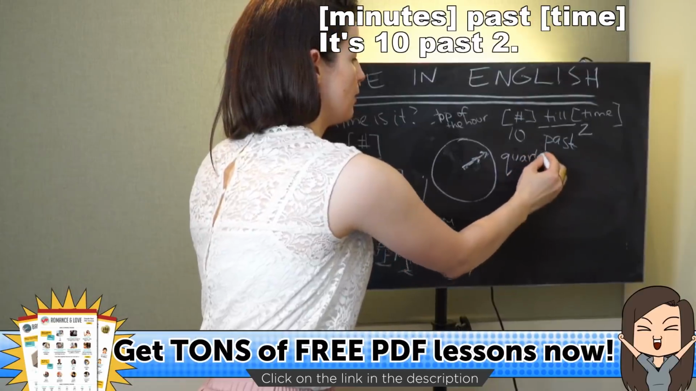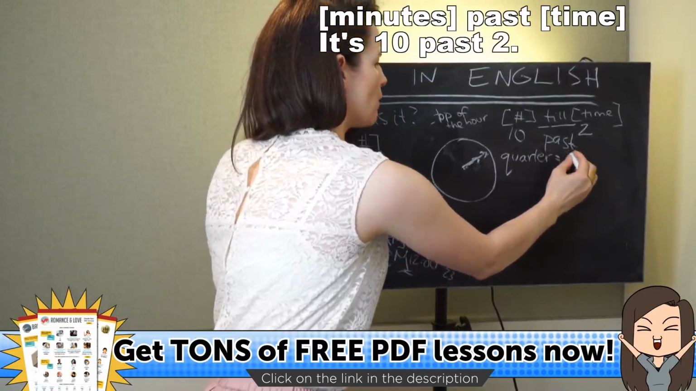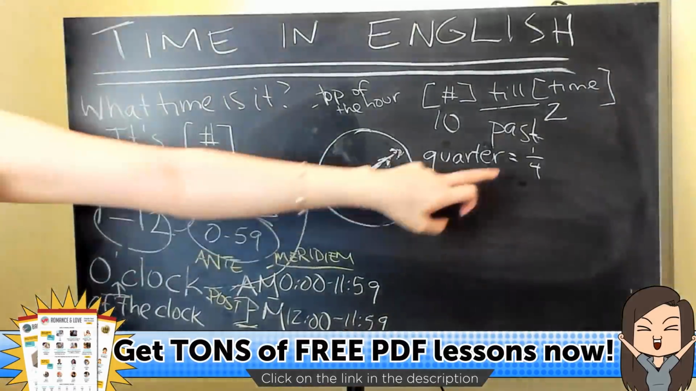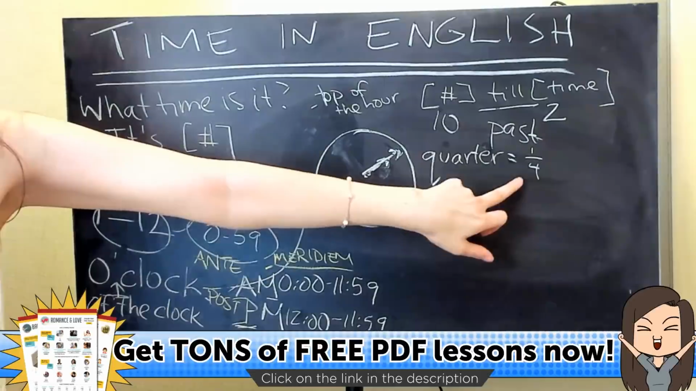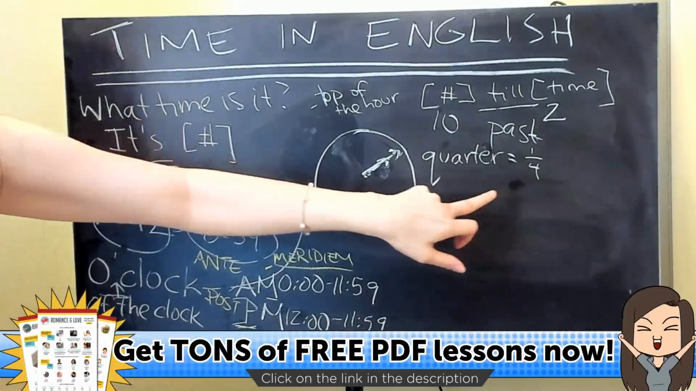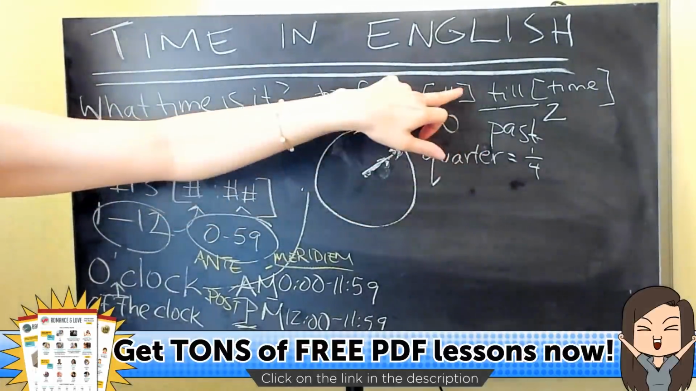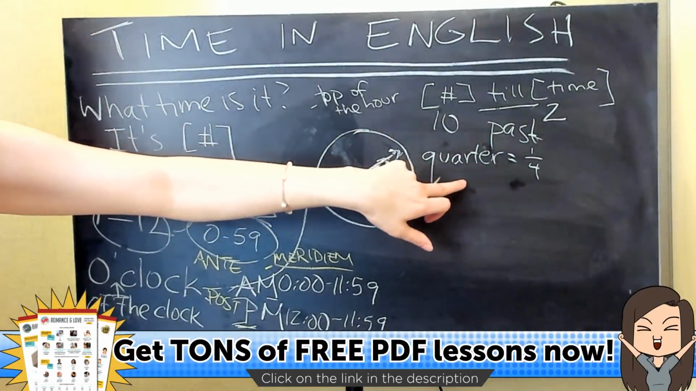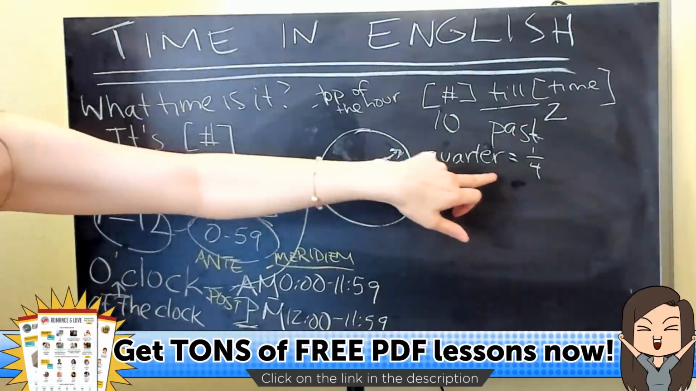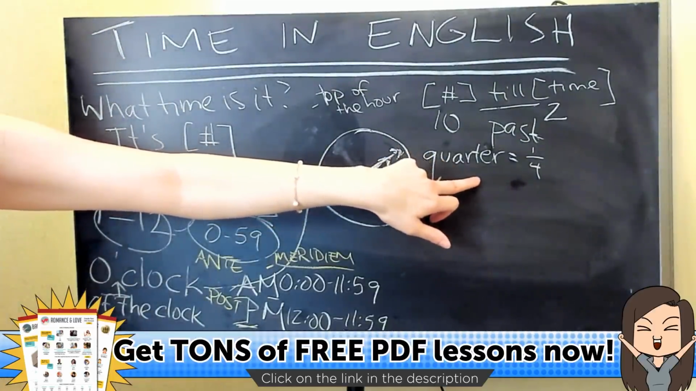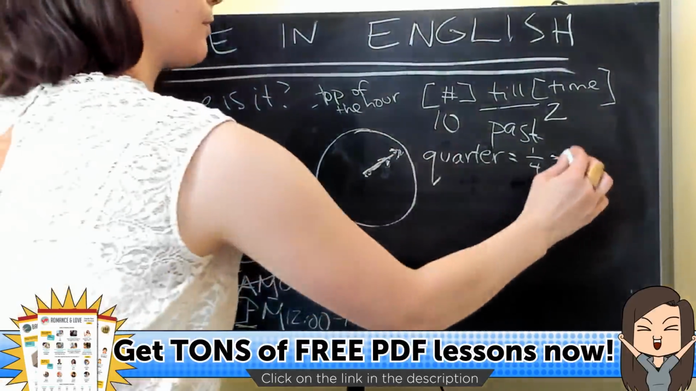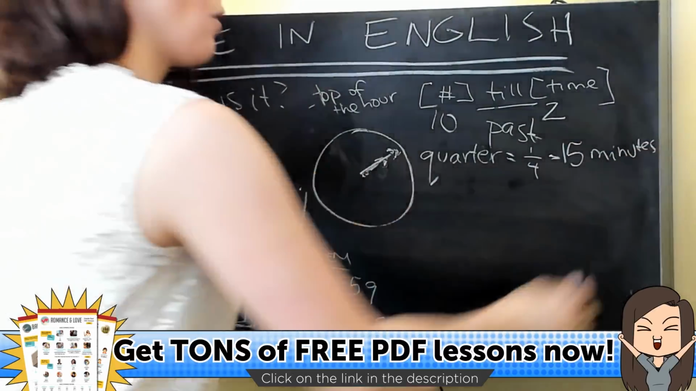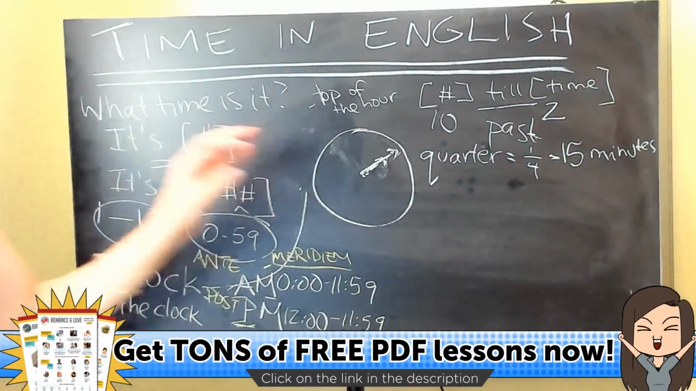Quarter means 1/4. When we read fractions in English, we say 1/4, 1 over the number. I made a video about this actually. So quarter we can use with till and past. A quarter, though, in time refers to 15 minutes. Quarter of 1 hour means 15 minutes. So 15 minutes is a quarter of an hour.